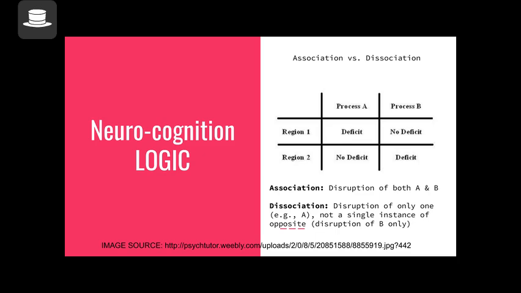And you cannot imagine a disruption of the other without the first one. Again, it will make more sense when we look at the TV analogy and another example. But I just wanted to give you an idea that association is inseparability of two mental processes. Dissociation is mild separability. Again, just because there is a dissociation doesn't mean that there couldn't be double dissociation, which we'll talk about in the next slide.